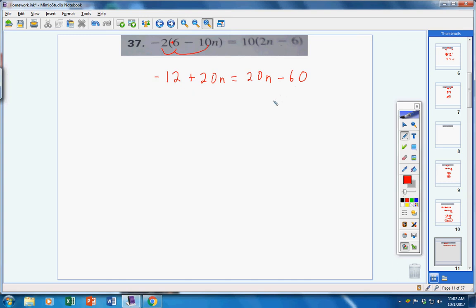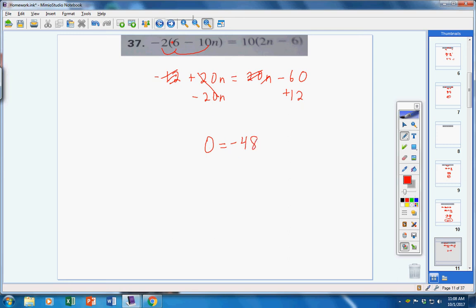Alright. Next, eliminate fractions. Next, variable terms on one side, constant terms on the other. These cancel. 0 equals negative 48.